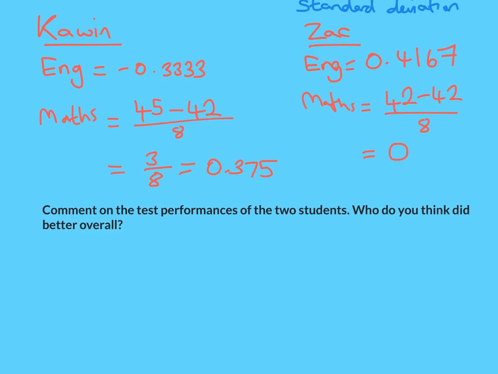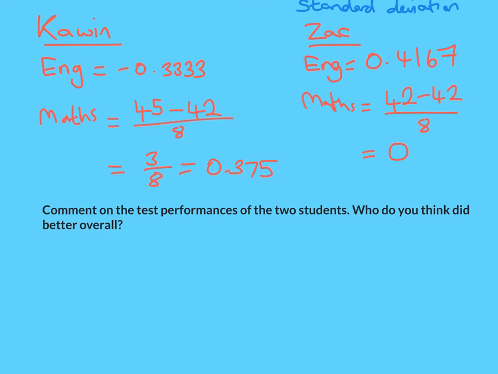Let's have a look. Where is the lowest standardised score and where is the highest standardised score? Well, the lowest is going to be here, Carwyn, because it's negative, means he did worse than the average in English. And the best here is 0.4167, which is Zach here. Now, when you actually compare their maths results, Carwyn did better because he got above the average by 0.375, 3/8 of a standard deviation, whereas Zach got exactly the average.